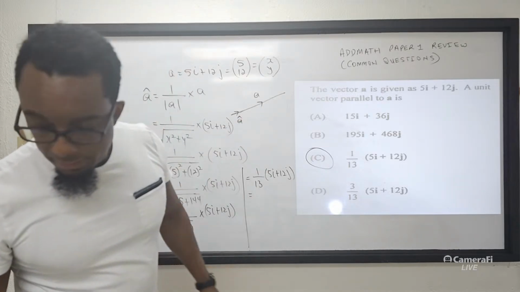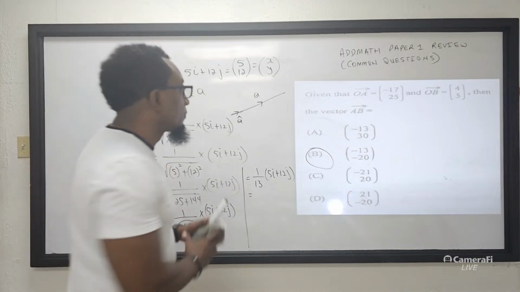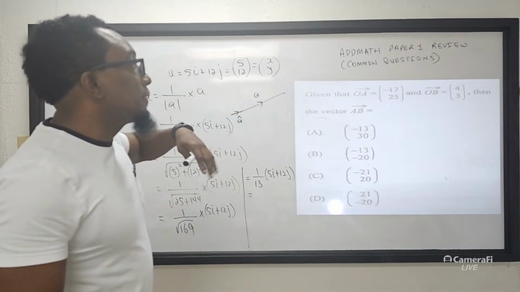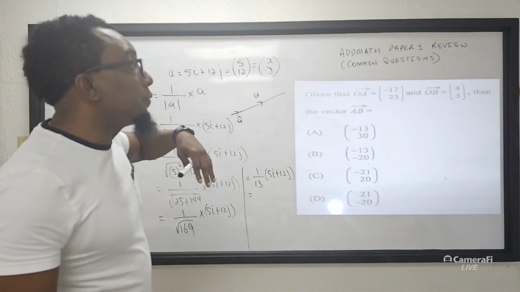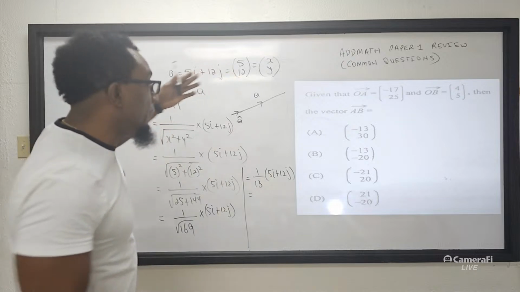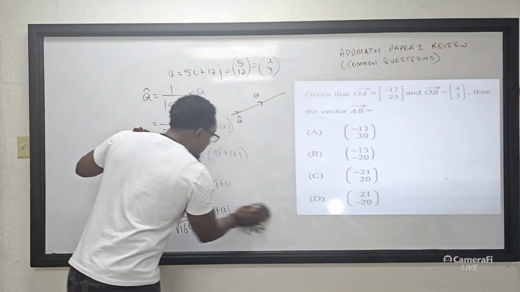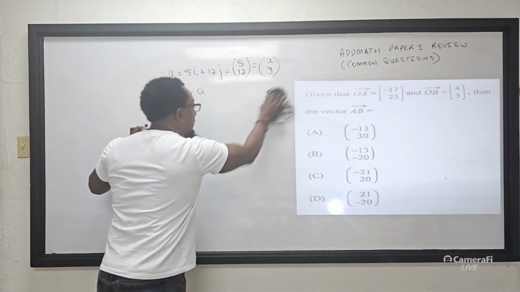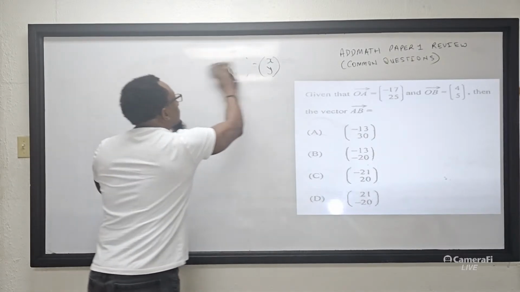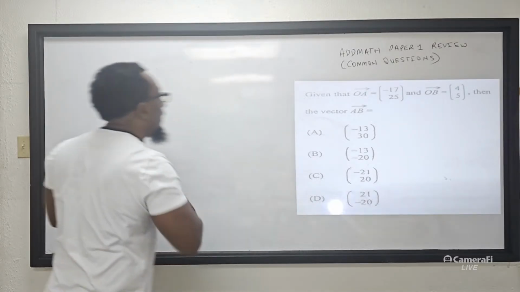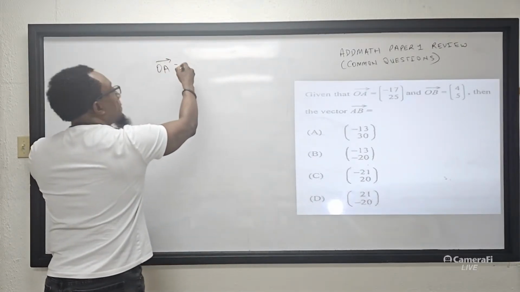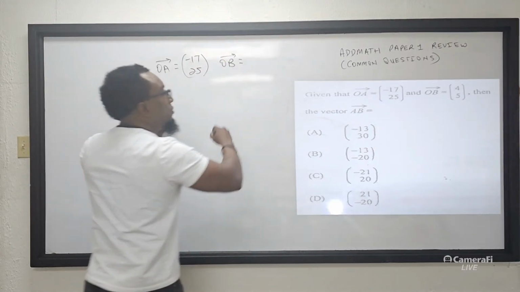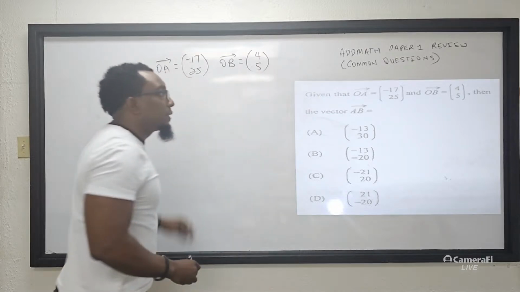Alright, so let's look at the next. Straightforward and another common vector question. Given that OA is (-17, 25) and OB is (4, 5), then what is vector AB? These are straightforward vectors you see in mathematics as well. So vector OA is (-17, 25). Vector OB is (4, 5). And they wanted to find vector AB.